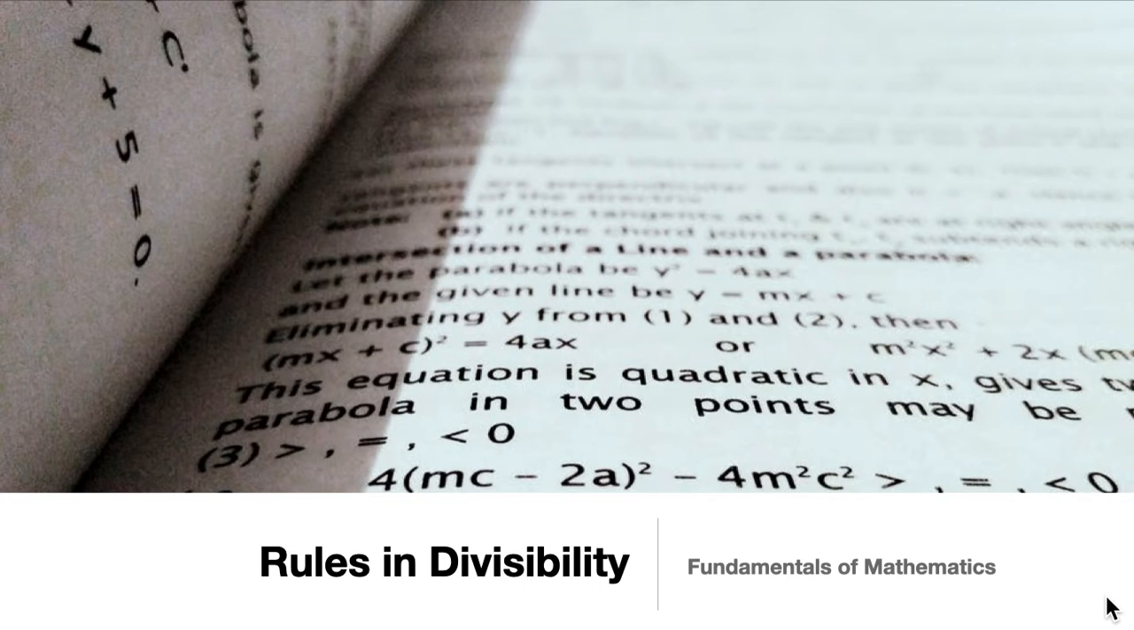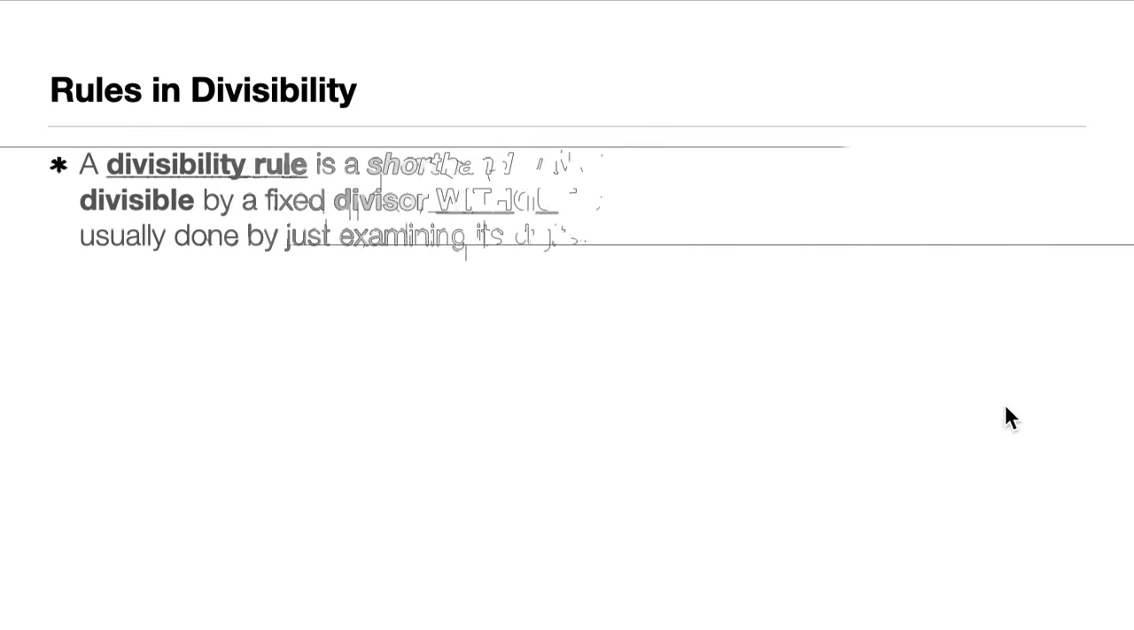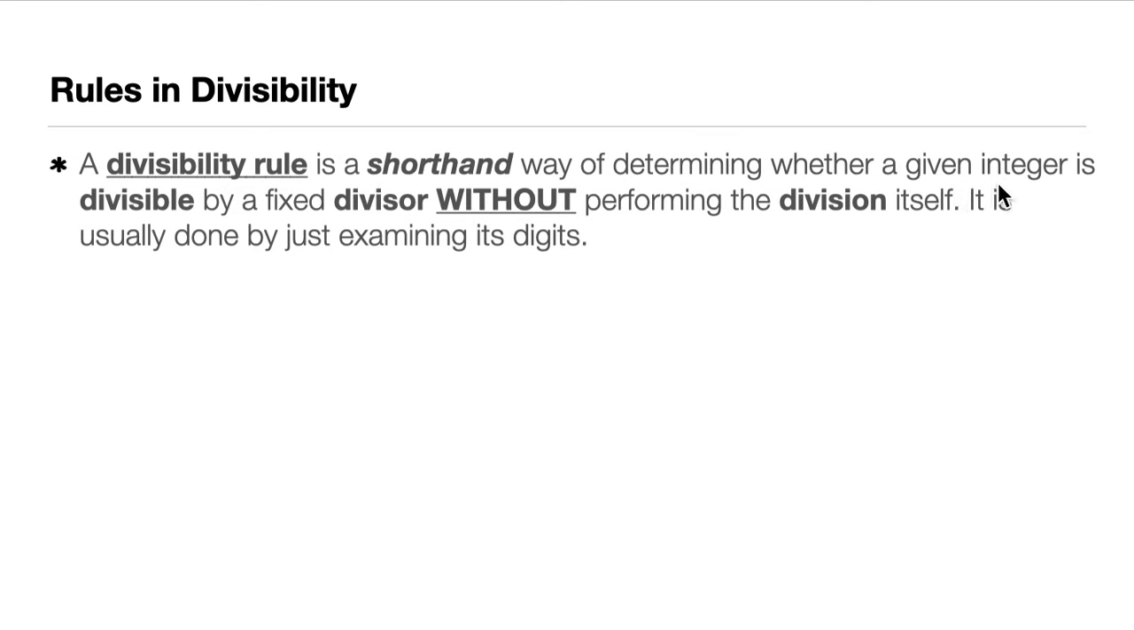So again, recall what divisibility is. Divisibility is when you divide a number by this number, and the quotient is still a counting number or a whole number. A divisibility rule is a shorthand for determining whether an integer is divisible by a fixed divisor without performing the division itself. They're like automatic tricks in our mind, so that we can automatically know that yes, this is divisible by this number because of these rules.